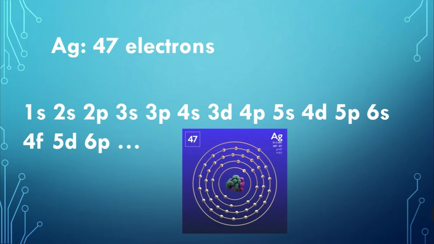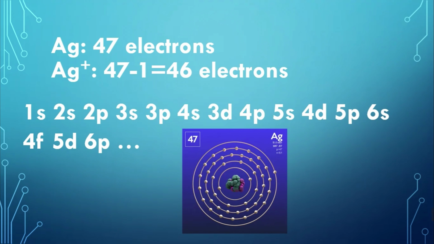Now we illustrate how to obtain the electronic configuration of a silver cation. The atom of silver has 47 electrons in total if not ionized. After ionization, the silver atom will lose 1 electron, which gives 46 electrons. Our task now is to fill the 46 electrons into the appropriate orbitals outside the silver nucleus.